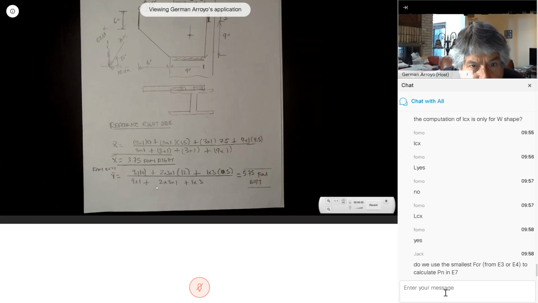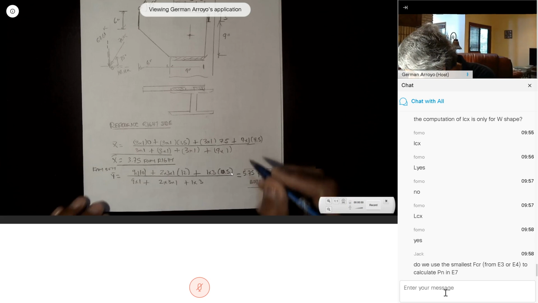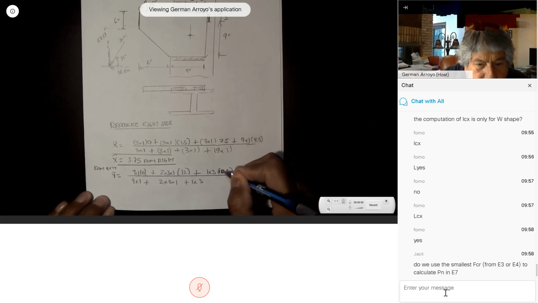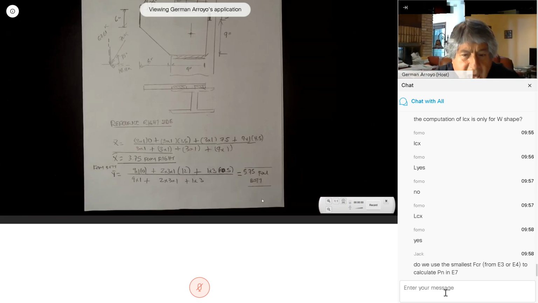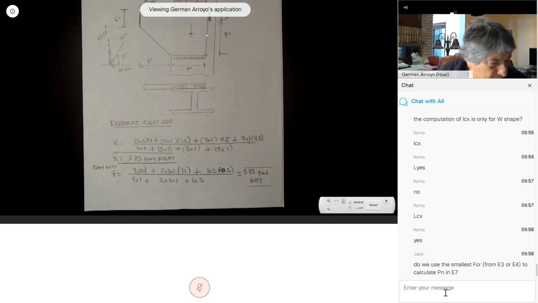Plus, I had this one, 1 times 3. The distance is 9 plus 1.5, 10.5. 10.5, I didn't write it. 10.5 over the summation area. It gave me 5.75 from the bottom. So this is located 5.75 from the bottom. It is located at 3.75 from the right. Any question?